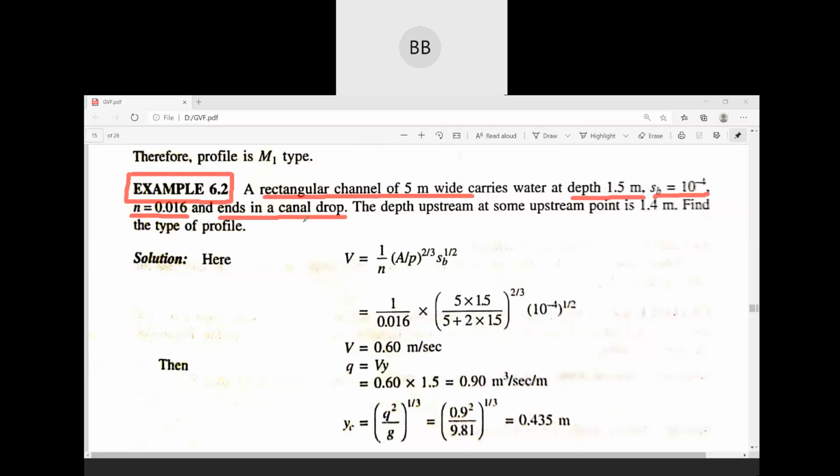I think that canal drop or canal fall, you have studied in irrigation. So that canal drop and canal fall is not related to our syllabus. You can study this related to your irrigation. So just you have a channel, and at the end of the channel we have a canal drop. Now we need to find out the profile.